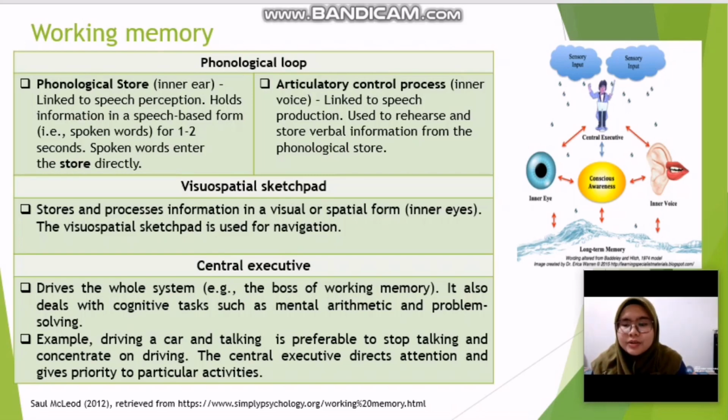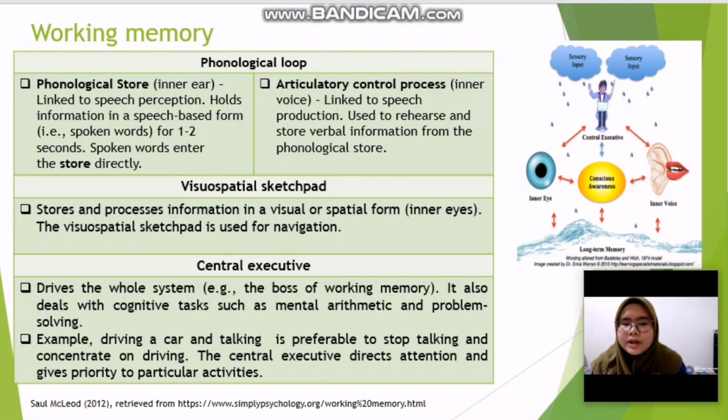Spoken words enter the store directly, which is when the person talks to you and you receive the information and keep it in your memory. The articulatory control process is the inner voice, which is linked to speech production, used to rehearse and store verbal information from the phonological store, which is from the person who talks to you.